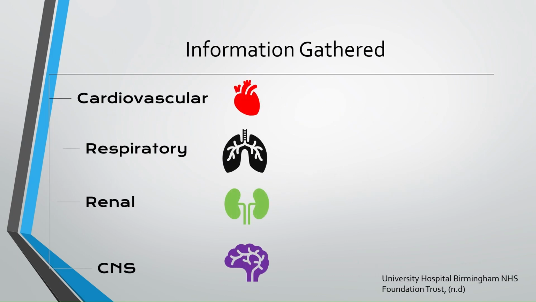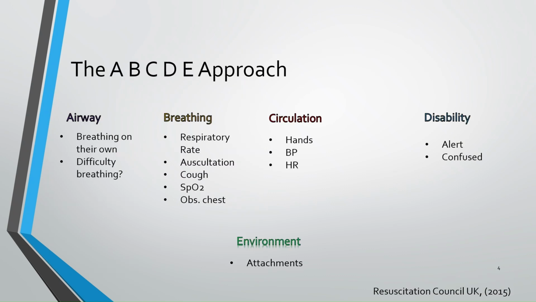The information that's gathered is not only respiratory information, there's also the cardiovascular system. You want to look at the renal system and the CNS, or the central nervous system. Now we're going to look at the ABCDE approach or assessment.